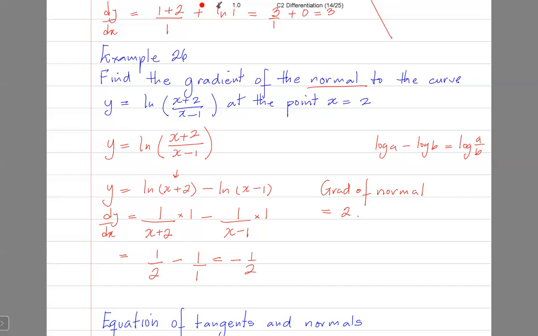The tangent and the normal are at right angles to each other. So if they're at right angles, the product of the gradients of perpendicular lines is minus 1. That means to get the gradient of the normal, I must invert the gradient of the tangent and change its sign. The gradient of the tangent is minus a half, so I invert it to get minus 2 over 1, and change the sign from negative to positive. All right, so next, we're going to look at the equation of tangent and normal.